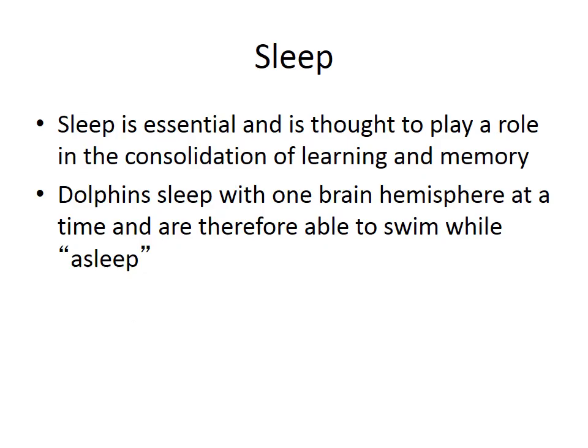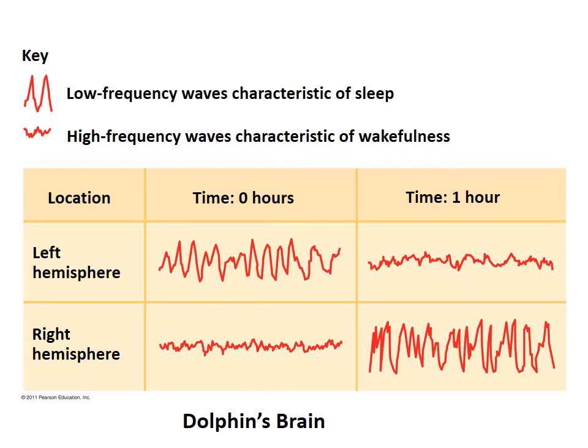Sleep is essential and is thought to play a role in the consolidation of learning and memory. Dolphins sleep with one brain hemisphere at a time and therefore are able to swim while they're asleep, which I think is fascinating. And this shows you the dolphin's brain when it's sleeping. When the left hemisphere is sleeping and you get these pretty waves, the right hemisphere is very, very active. And when the left hemisphere is very active, the right hemisphere is sleeping. So these show you how the dolphin brain works.